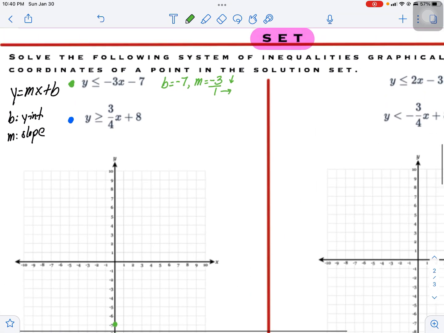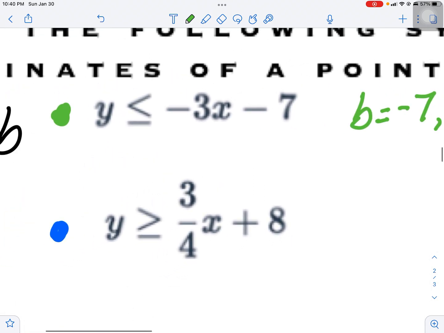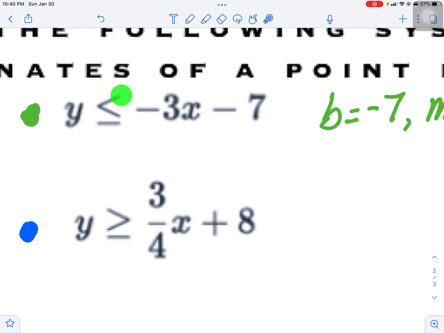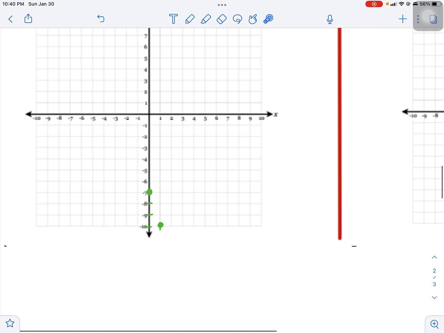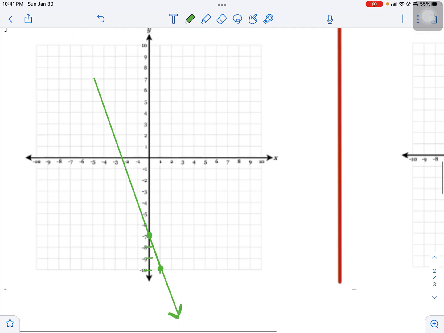Now, we need to know whether this is a solid line or a broken line. As you can see here, this says less than or equal to. That little line there says equal to, so we know that this is going to be a solid line, right? So let me make a solid line here that goes from one point all the way through the second point. And I'm going to go back the other way, all the way through the graph, and draw an arrow on each end, right?